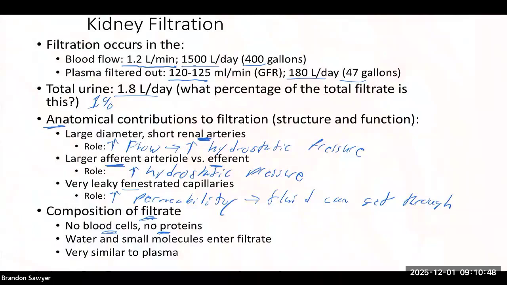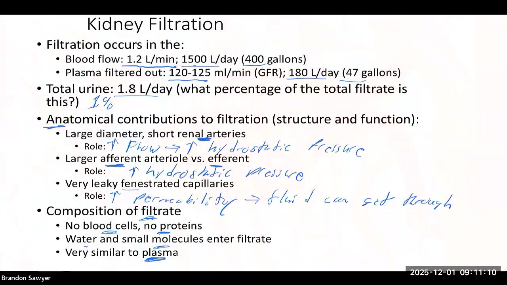Okay. There are in some cases, right? If we have some damage to the kidneys, if we have some other things going on, then we can get some blood in our urine, we can get some proteins in our urine. But under normal conditions, we don't really have that. Okay. So it's mostly water, small molecules, very similar to our plasma minus the plasma proteins.